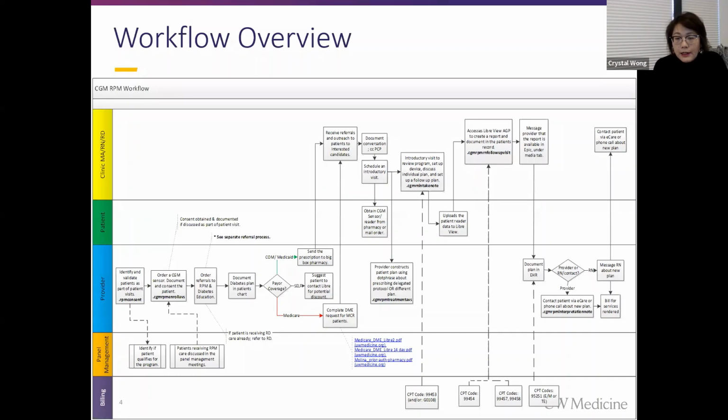Okay, so this is a Visio. Some people are visual learners and it can help you walk through the process. I'm not going to go through this in detail, but this is available if you just want to see all the little steps.